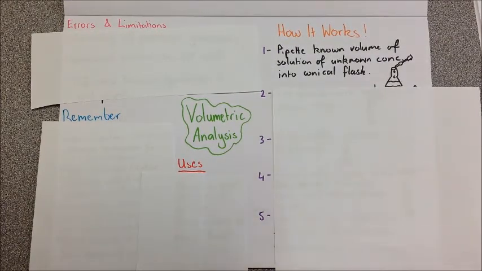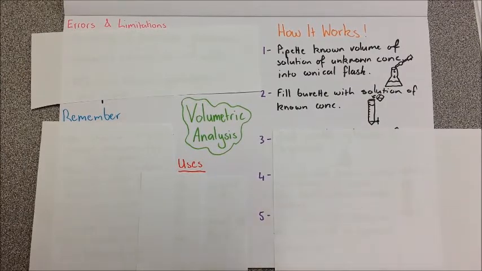is to pipette a known volume of solution of unknown concentration into a conical flask. So what we're intending to do is determine the concentration of a solution of unknown concentration by reacting it with a certain volume of a solution of known concentration. So we get our solution of unknown concentration and we pipette, say, 10 or 20 mLs into a conical flask.